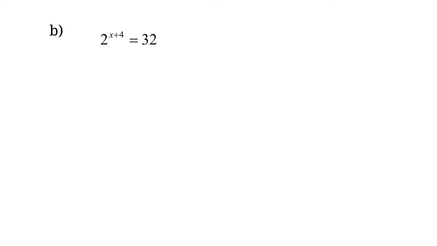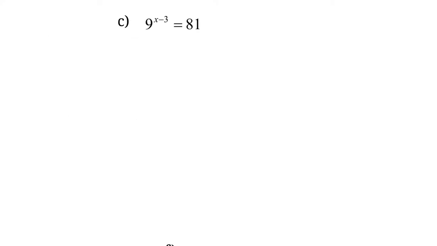In the next one, we have 2 to the power of x plus 4 is equal to 32. So let's look at this 32. Can we rewrite 32 with a base of 2? 32 is the same thing as 2 to the power of 5. Therefore, if our bases are the same, that means the exponents are the same. So x plus 4 is equal to 5. So then we can find x by solving this little equation. So x is equal to 1.